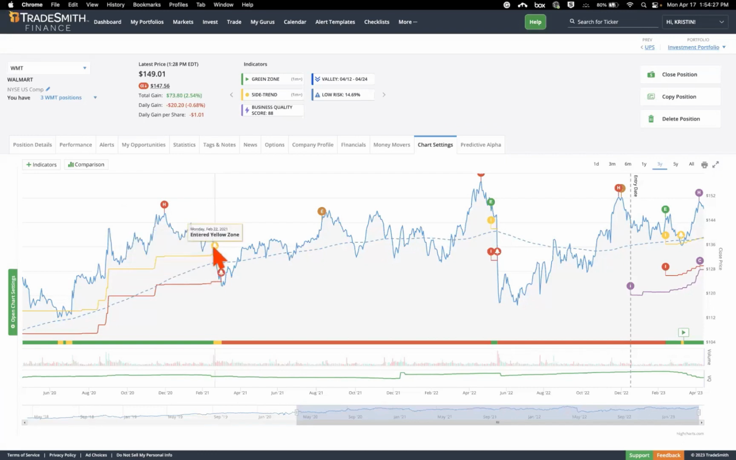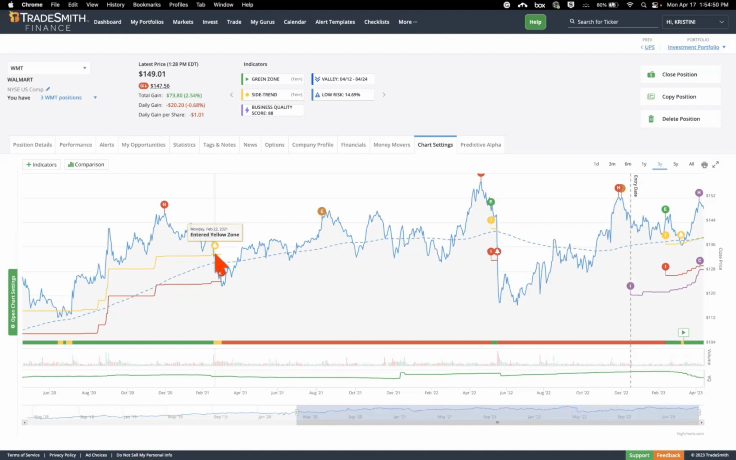You can see here, the price went from up here down here and actually crossed into the yellow. And the bells that you see on this chart are an alert. So on February 22nd of 2021, this went from green to yellow, and you would have gotten an alert letting you know that it's moved from green to yellow with the date, and it'll tell you what yellow it is, if it's a side trend, uptrend, or downtrend yellow. So that would have been an alert.